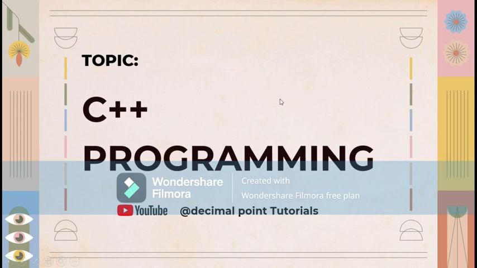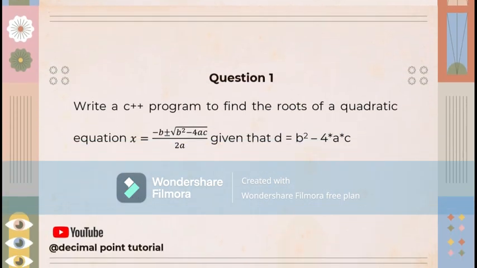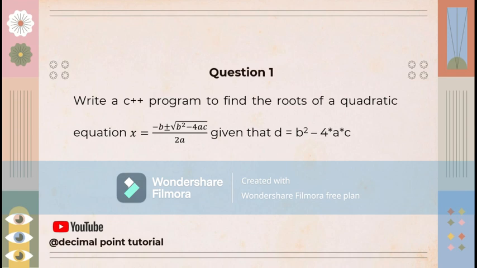Today we'll be looking at C++ programming, and I have a question here today. The question says: write a C++ program to find the roots of a quadratic equation, x equals minus b plus or minus the square root of b squared minus 4ac, all divided by 2a, given that D is equal to b squared minus 4ac.